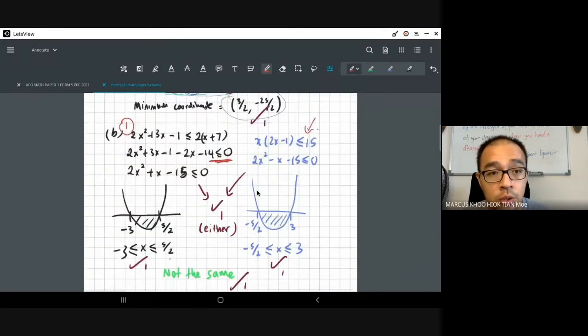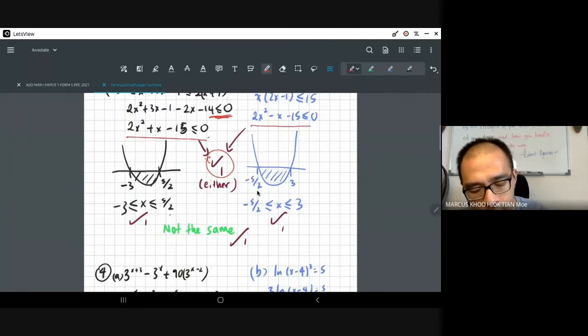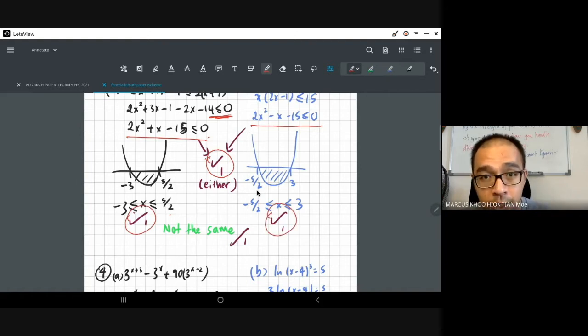So this is a 4-mark question. I give 1 mark if you get this or this, either one lah. If you get it correct, you will get 1 mark. State both the inequalities correctly. State both the ranges correctly, you get 1 mark.